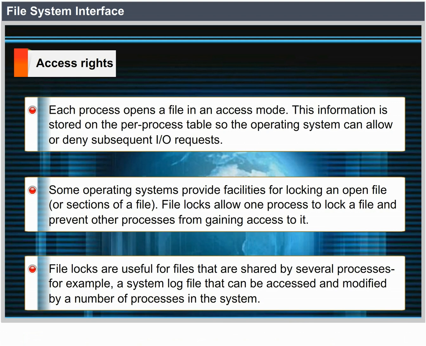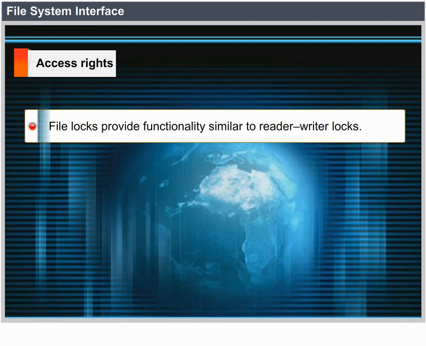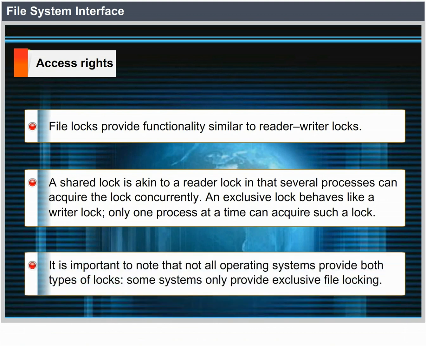File locks provide functionality similar to reader-writer locks. A shared lock is akin to a reader lock in that several processes can acquire the lock concurrently. An exclusive lock behaves like a writer lock. Only one process at a time can acquire such a lock. It is important to note that not all operating systems provide both types of locks. Some systems only provide exclusive file locking.